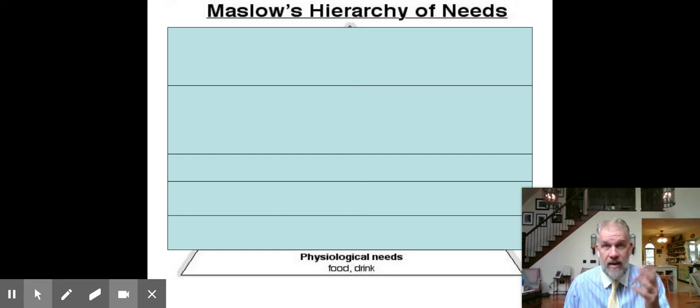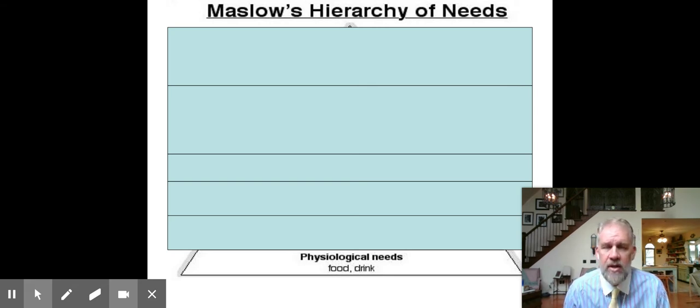Get your notebook out, set it up in the Cornell Notes fashion. Right side is for the information I give you. Left side is for thinking. If you need to pause this at any time so you can do some thinking on your left side, that's great. Do that. Put up there at the top, give yourself a heading, Maslow's hierarchy, put the date there.